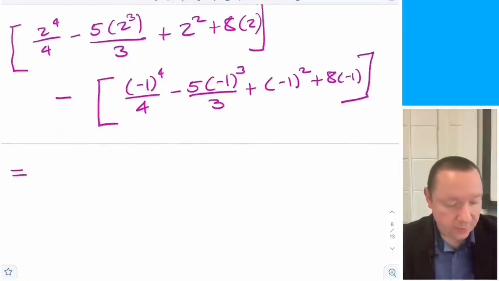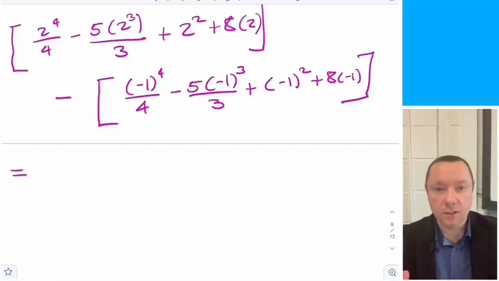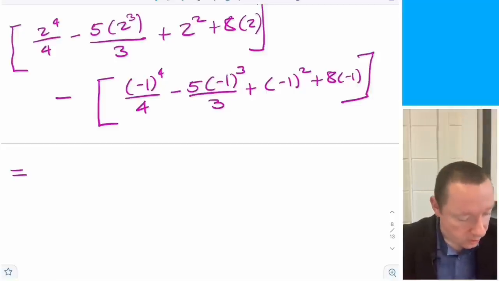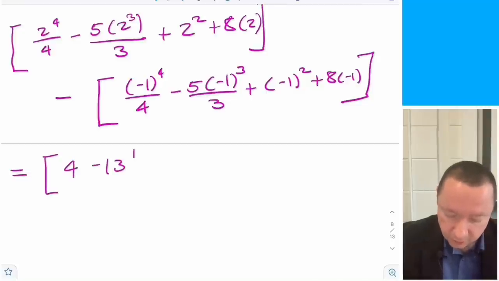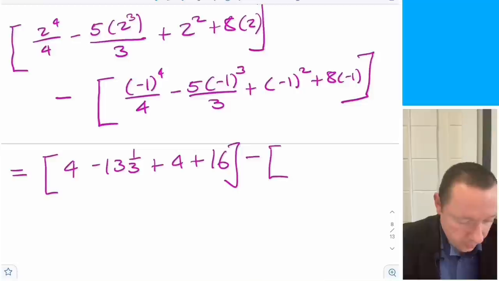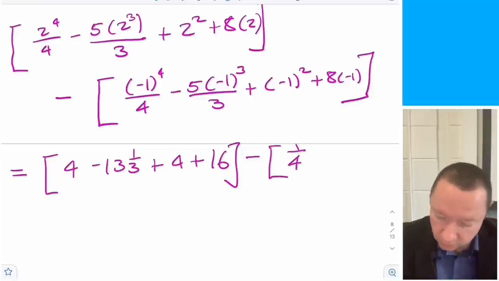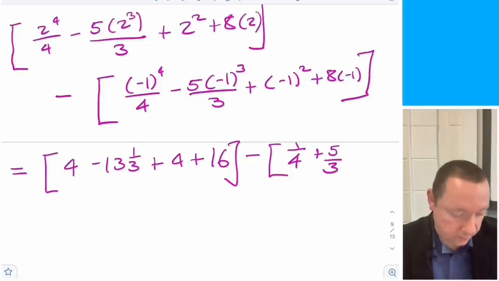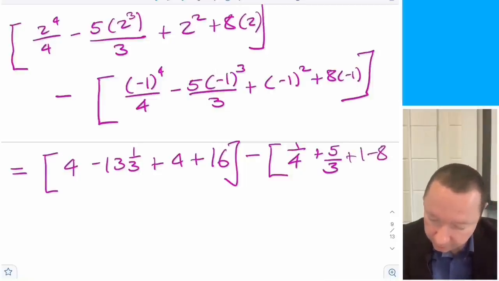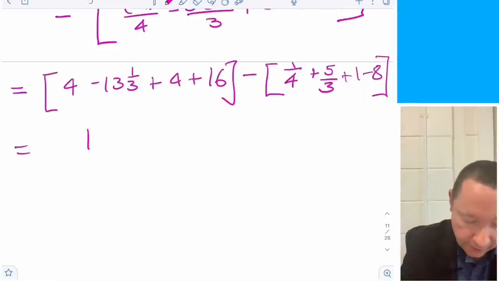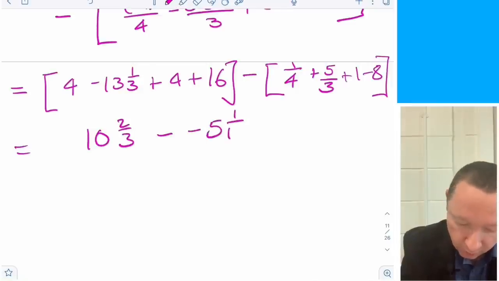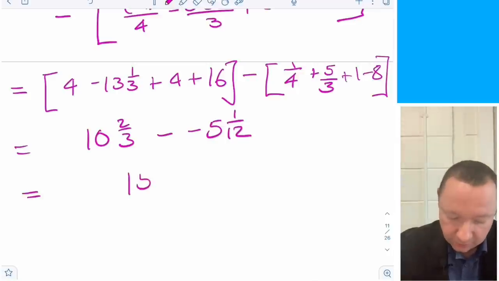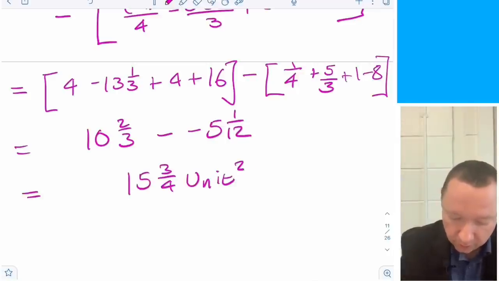So let's work out each bracket separately, and I'm going to keep it as fractions so that our answer's as nice as possible. I'm just using my calculator to get those fractions. So our first one, we have got 4 for the first term minus 13 thirds plus 4 plus 16, and we're taking away a quarter plus 5 thirds, because it's minus times a minus, plus 1, take away 8. So for the first bracket, we would get 10 and 2 thirds, minus the second bracket, which is minus 5 and a 12. So adding them together, you would get 15 and 3 quarters units squared as our area.